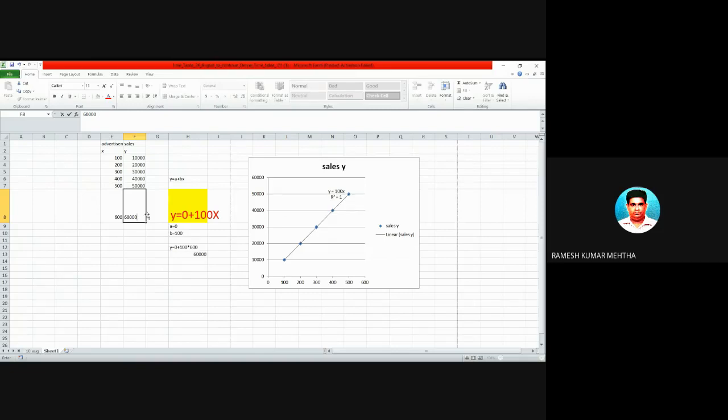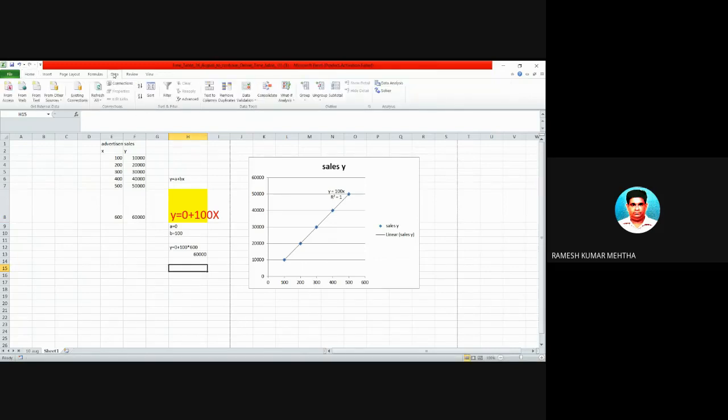Now another way of finding out the regression equation, y is equal to a plus bx. There are two other ways, but I will be showing you one more way. Just look at this data and the way I am using the Excel sheet. In Excel, we have something called data. Now I have gone to the top. You have file, home, insert, page layout, formulas, and data. You just click data, then go to the extreme right, and here you will get data analysis. You click on data analysis.